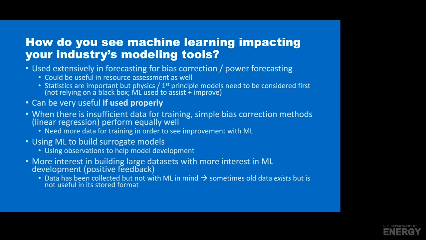When there's insufficient data for training, simple bias correction models, such as linear regression, can perform equally well. So, again, we need more observations in order to adequately use these machine learning techniques.